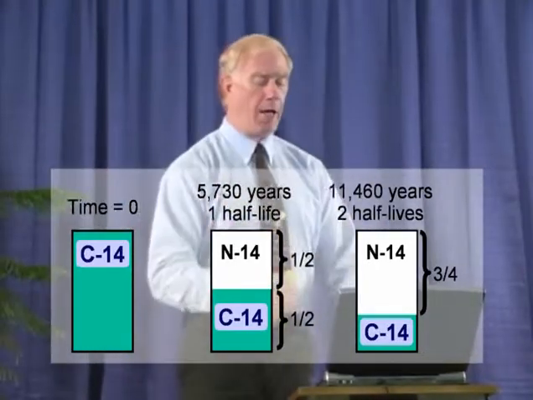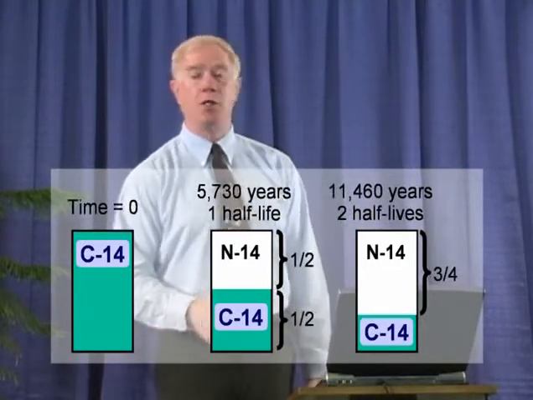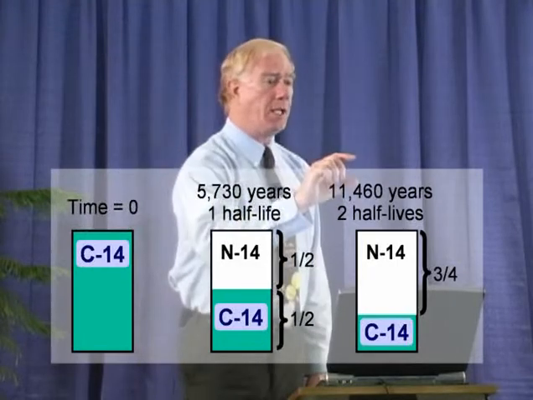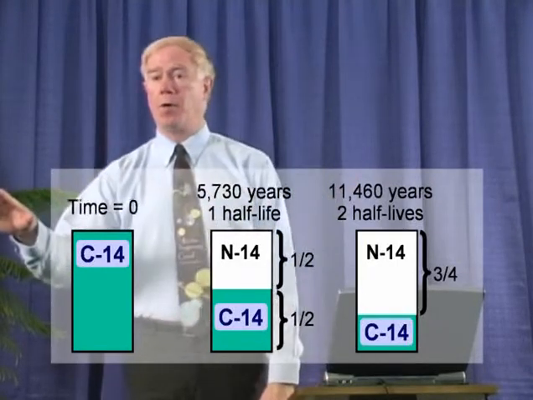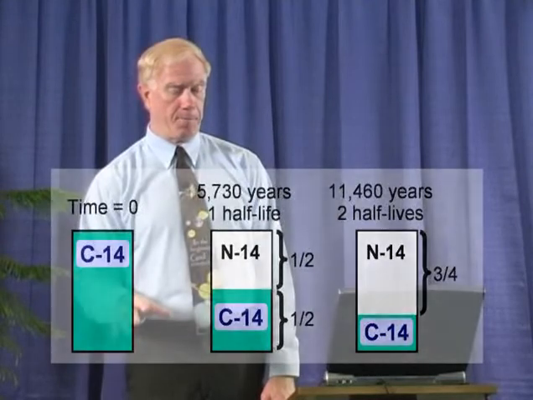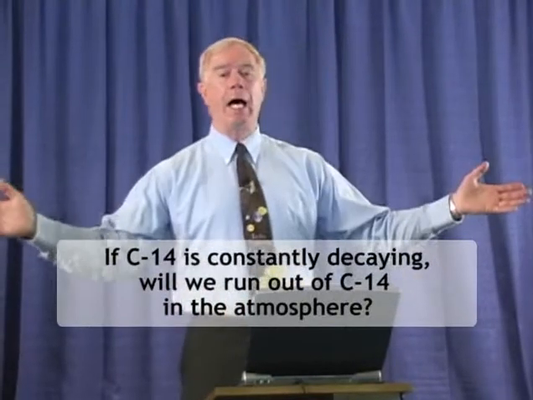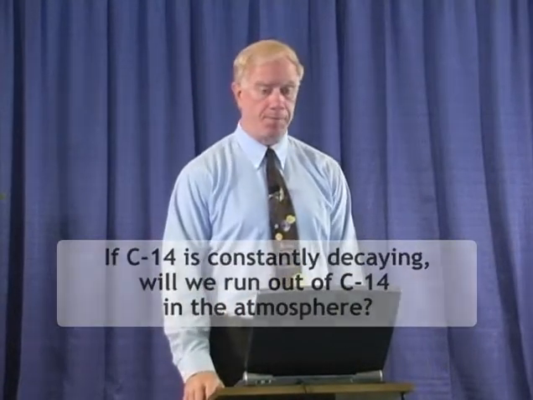Now, after 2 half-lives, or about 11,460 years, what would be in that jar? Well, it would be a fourth full of carbon-14 atoms and about 3/4 full of nitrogen atoms. So carbon-14 is what we call an unstable isotope, and it is constantly decaying. Now, if carbon-14 is constantly decaying, will we run out of carbon-14 in the atmosphere? And the answer is no. See, carbon-14 is constantly being produced in our atmosphere.